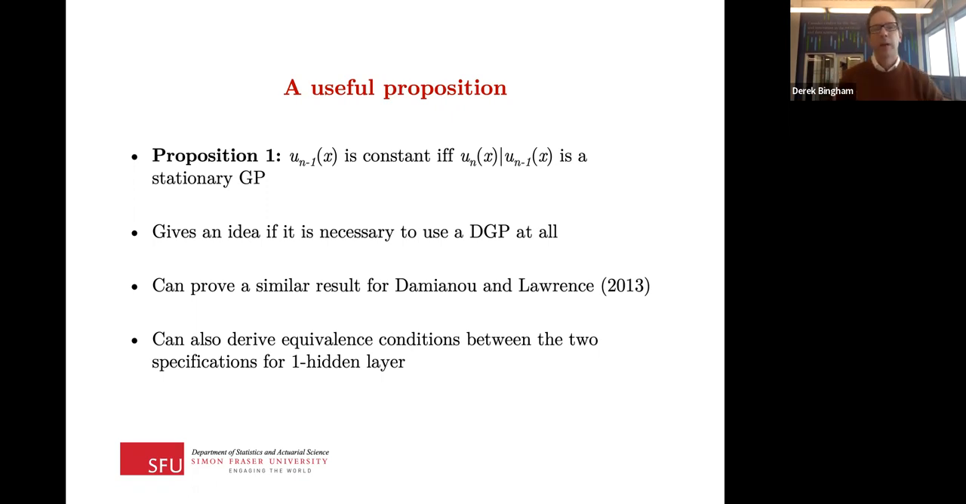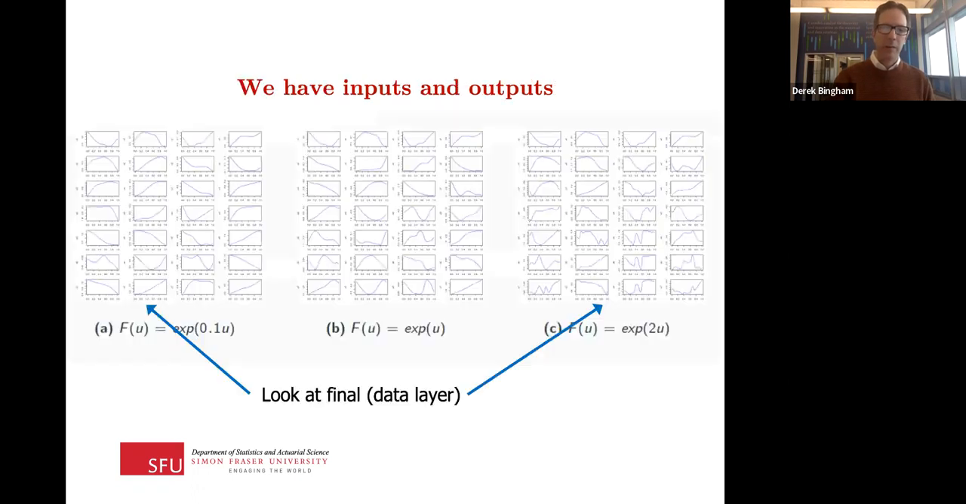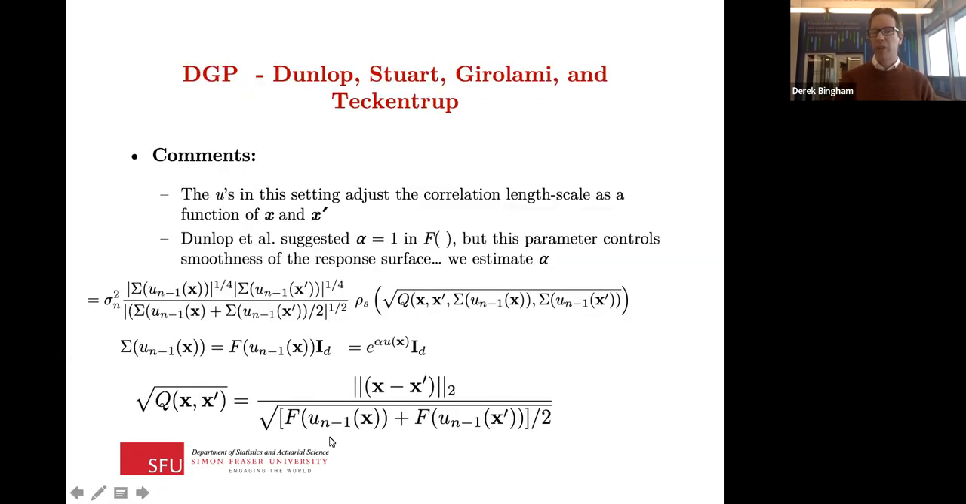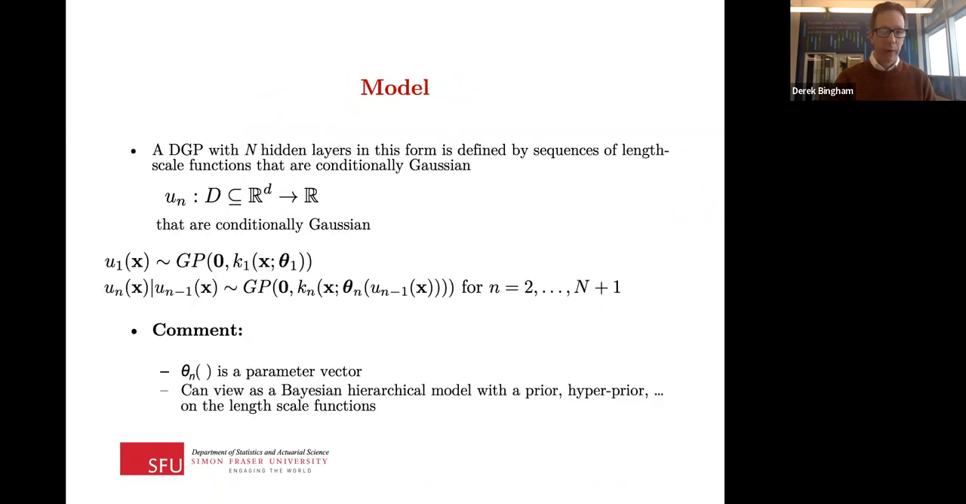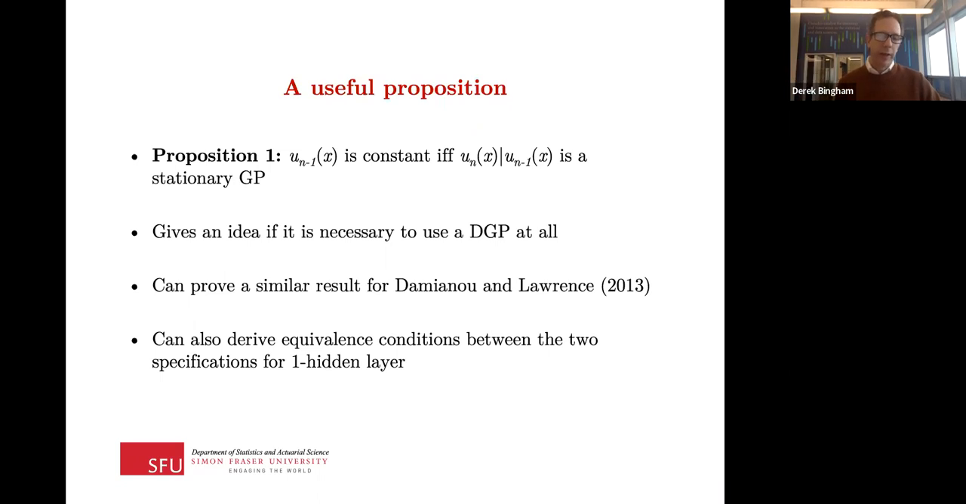You can think about why this would happen. If u n minus 1 is constant, then going back up to this formula, f of u n minus 1 at x and f of u n minus 1 at x prime are going to be the same value. So regardless of the locations of x and x prime, as long as their distance is the same, the adjustment to the covariance will be identical for each pair of points. There's a similar result for the space warping approach. If you take two points in the original inputs and their distances don't change at the next layer, in fact if the distances between all the points essentially remain constant, so the space warping is doing nothing, then that only happens if you have a stationary GP.